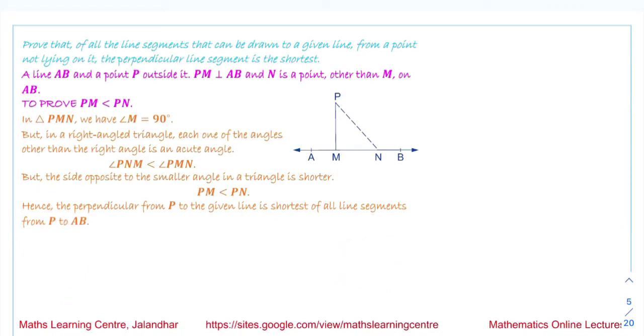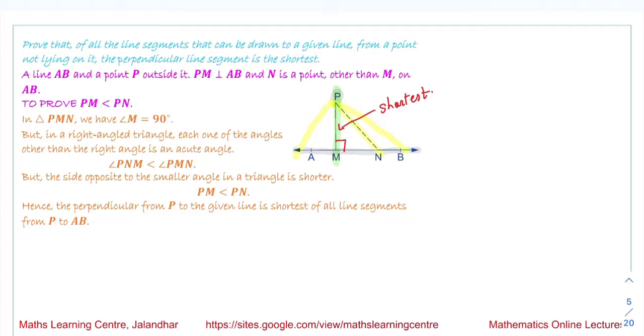Now in the next question, we are given a line AB, and a point P is given to us. We are drawing different lines from P to the line AB. Suppose we have drawn a line PN, and we can draw another line over here, and another line over here. We are saying that if this line PM is perpendicular over here, then this is the shortest line. This thing we have to prove.